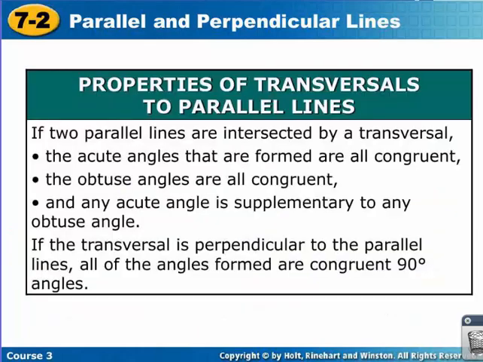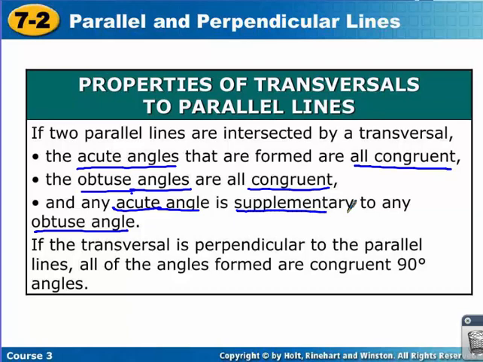So there's a couple properties that we need to think about when two lines are cut by a transversal. If two parallel lines are intersected by a transversal, then the acute angles formed are all congruent. The obtuse angles are all congruent. And any acute angle and any obtuse angle are going to be supplementary, which means that they will add together to be 180 degrees.